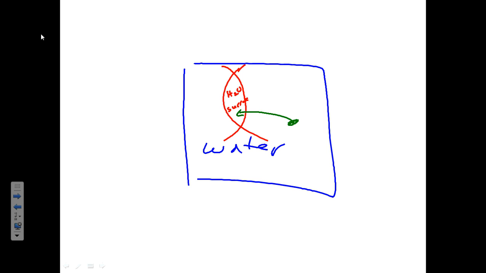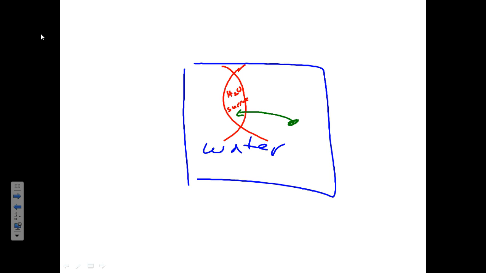Now, if this was one of your cells and it had sucrose in it like that, and the sucrose couldn't get out, what's eventually going to happen to that cell? It's going to burst, right? It's just going to keep getting water, keep getting water, keep getting water until it explodes.